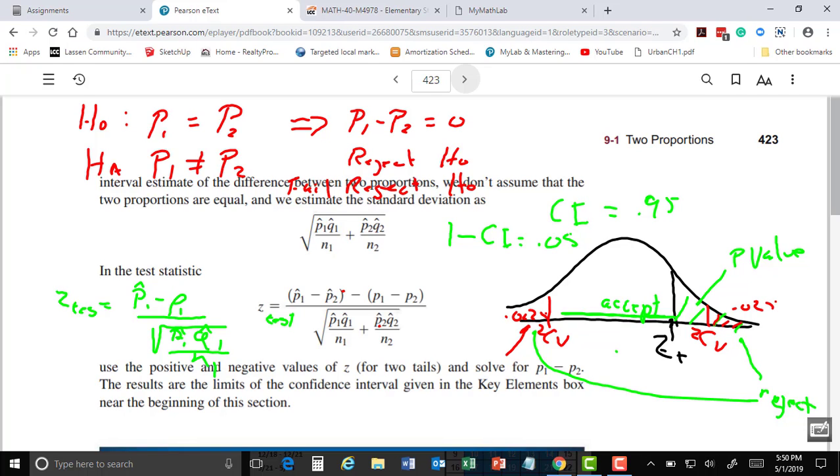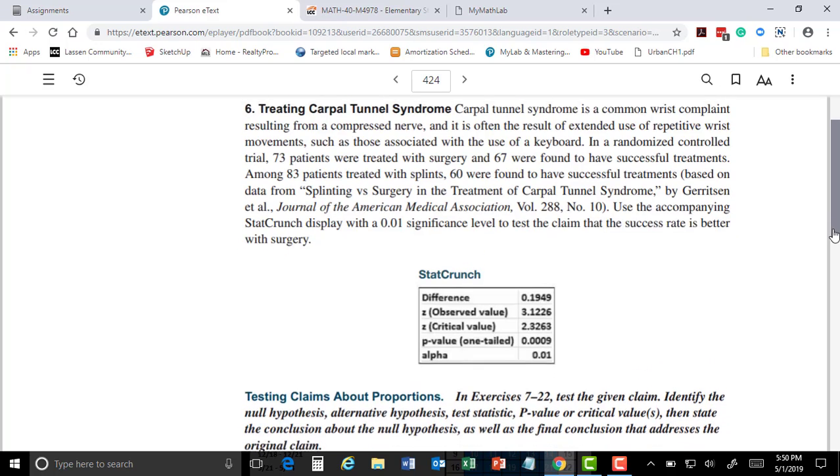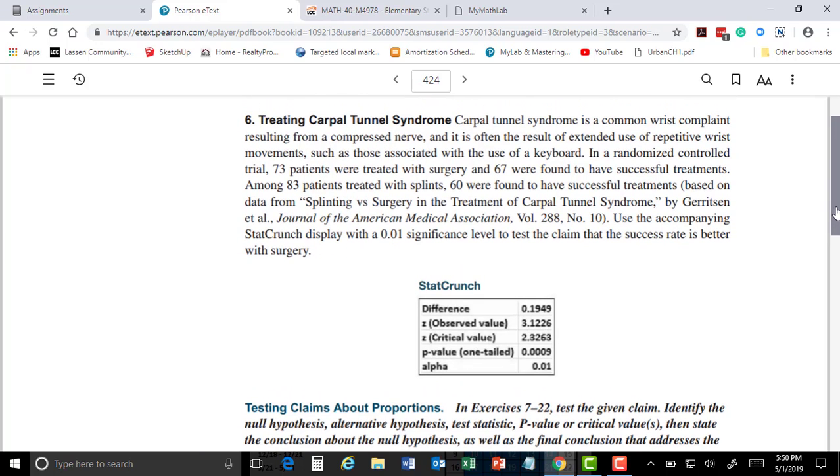Okay. Let's see. Do people know what carpal tunnel is? Is your wrist sore? So this is StatCrunch. We're going to compare two. This is the compressed nerve in the wrist. When you use the mouse a lot and you have this hand sitting there or whatever, it gets sore.